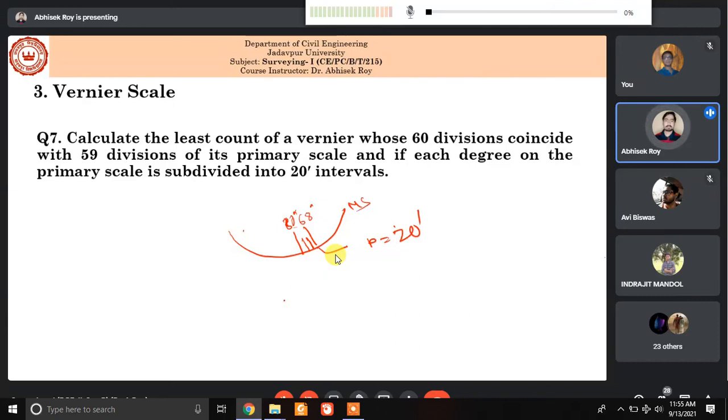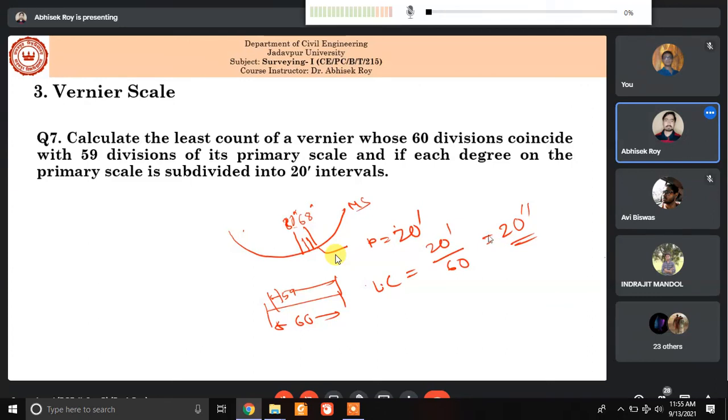Now, suppose in the vernier scale, the 60 divisions of the vernier scale match with 59 divisions in the main scale, then what will be the least count of this scale? It will be similar, 20 minutes by 60. So it will be how much? 20 seconds, right? Is that clear?